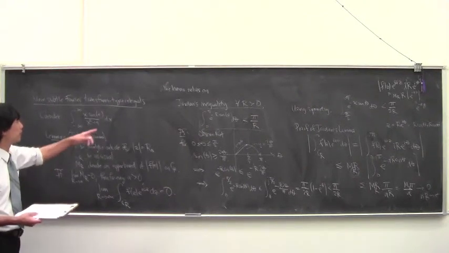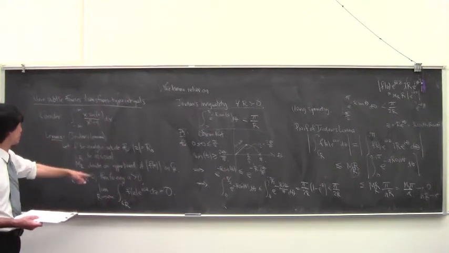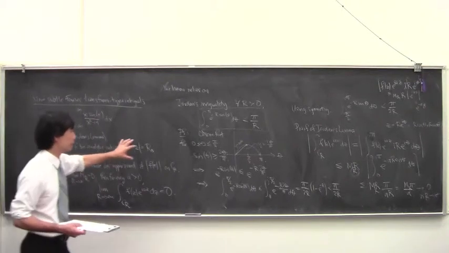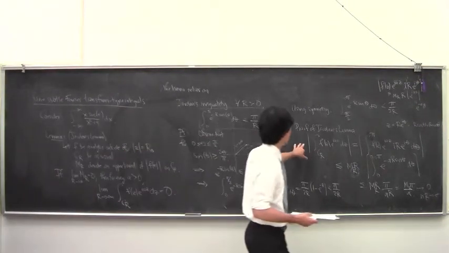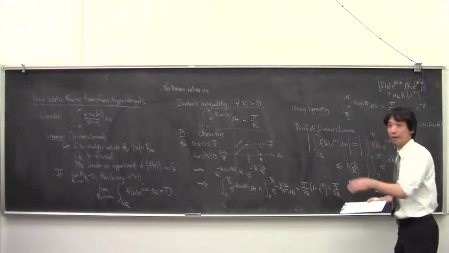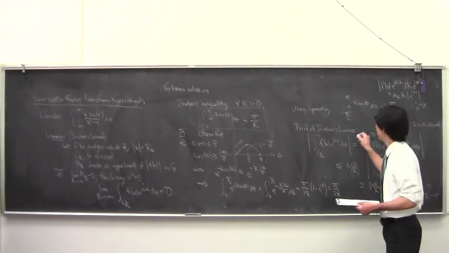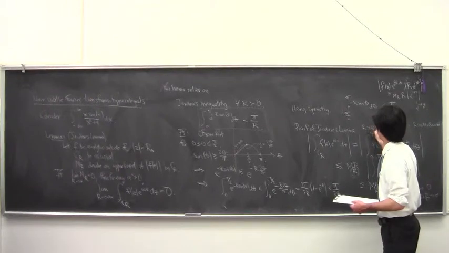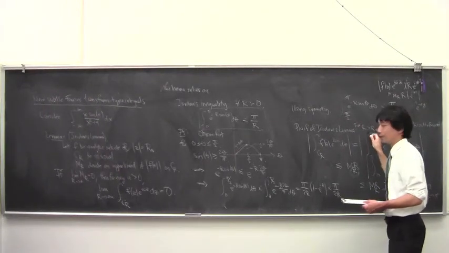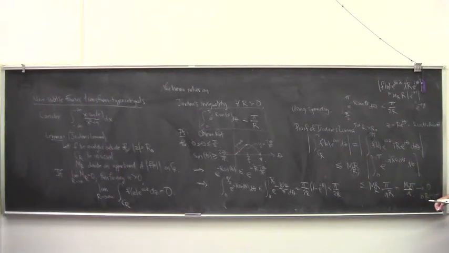So basically, I should say for all of these things, well, not for Jordan's inequality, but in the proof of Jordan's lemma, I should say that R should be greater than R naught, for this integral to make sense. For R bigger than R naught, then this is going to do.